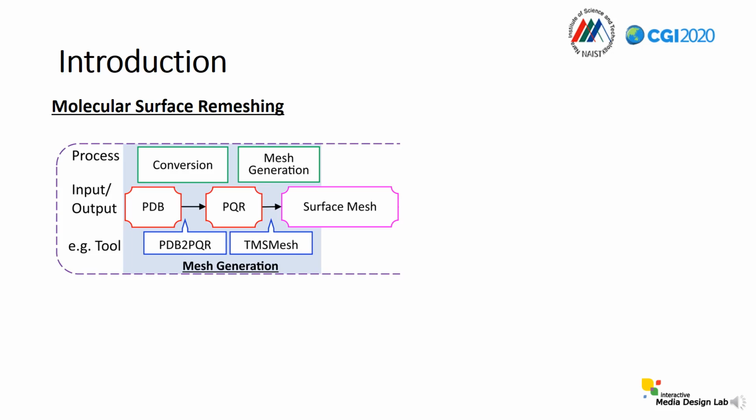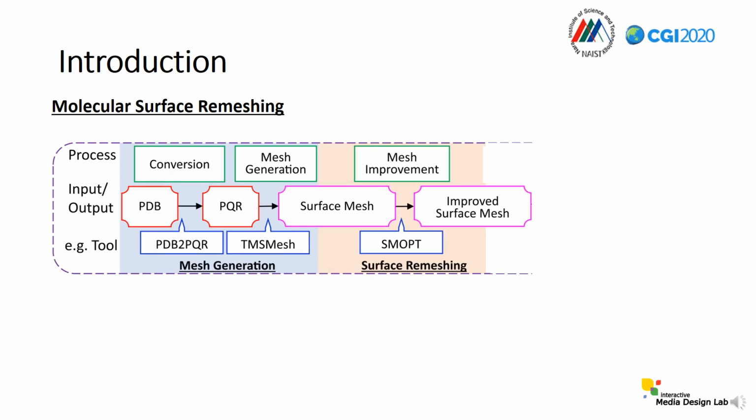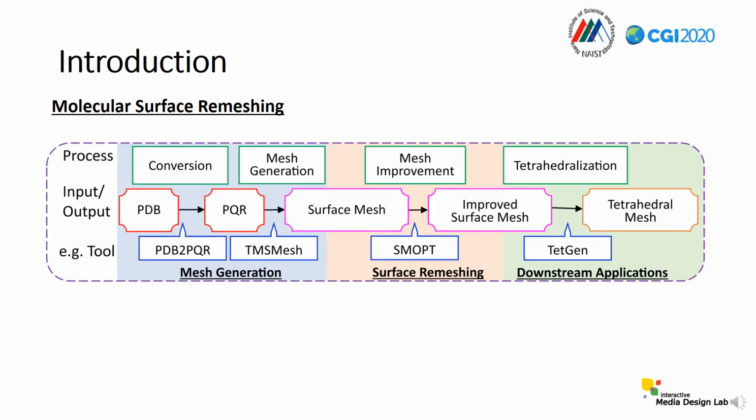So the next step is to improve this surface mesh by removing these low quality elements. So our work also lies in this area. We have an input mesh with low quality elements, and we remove low quality elements, and it generates an improved mesh. Why do we improve the mesh? Because this improved mesh is used in downstream applications such as tetrahedralization or simulation or visualization, etc.